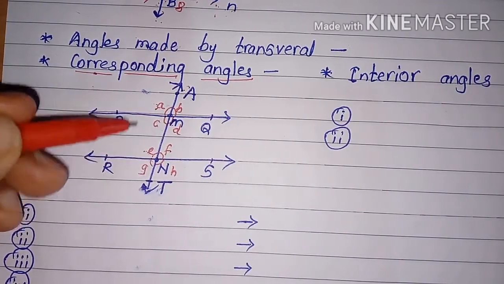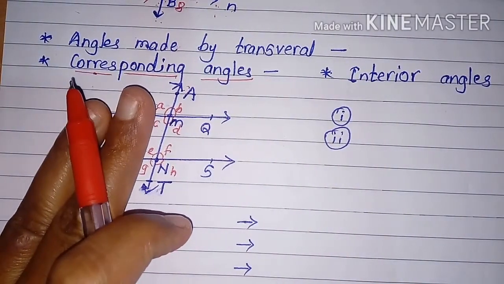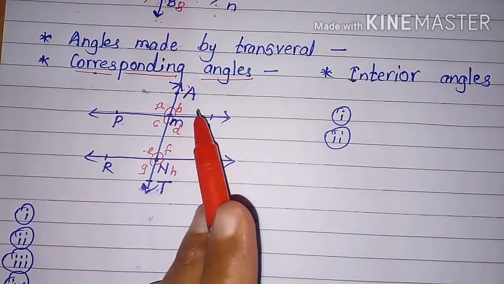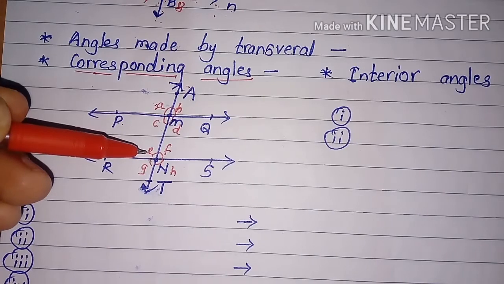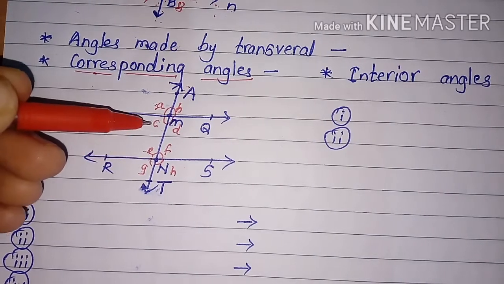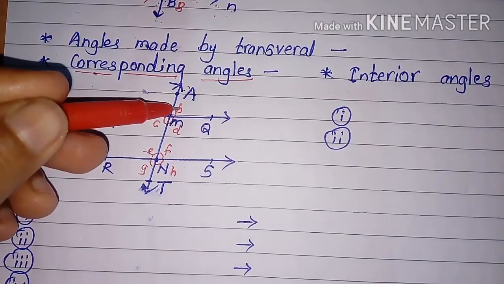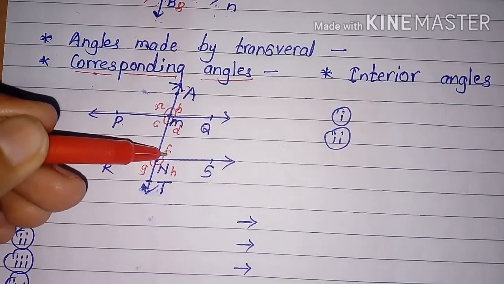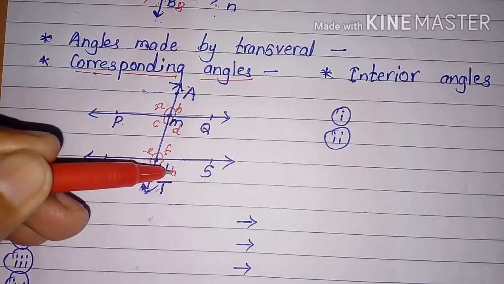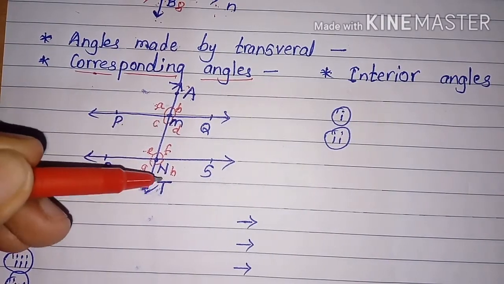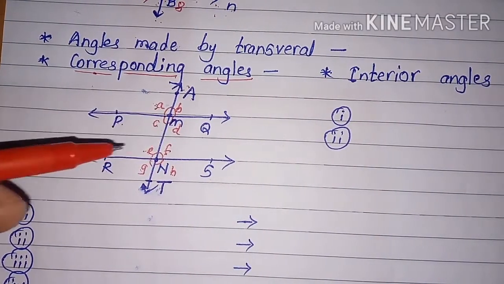Now, here are 4 pairs of corresponding angles. On one side there are 2 pairs and on the other side there are 2 pairs. Angle A corresponds to angle E. Angle C corresponds to angle G. Angle B corresponds to angle F. And angle D and angle H are corresponding angles. First write this, and then the 3-letter naming.